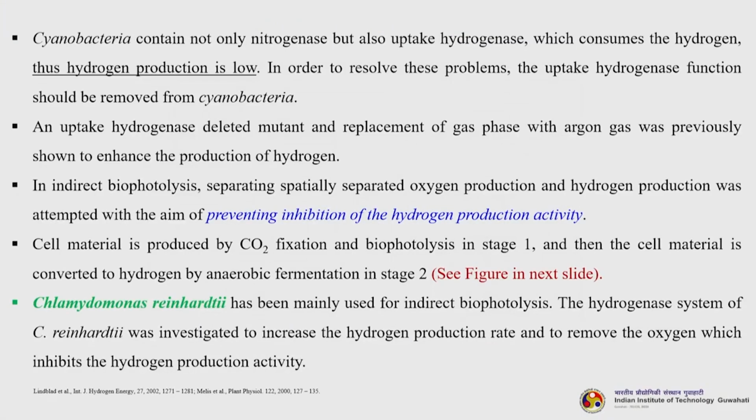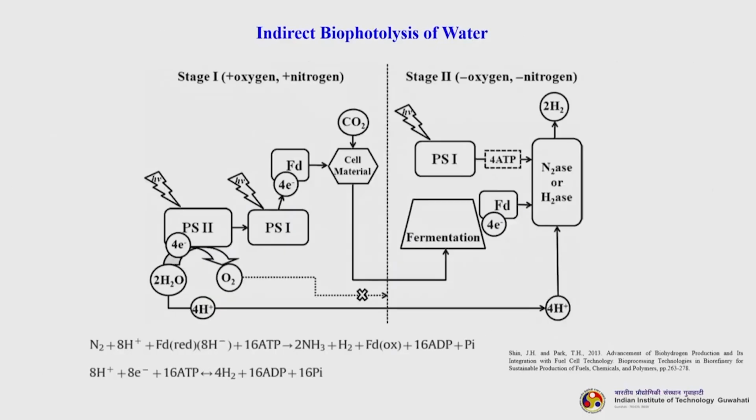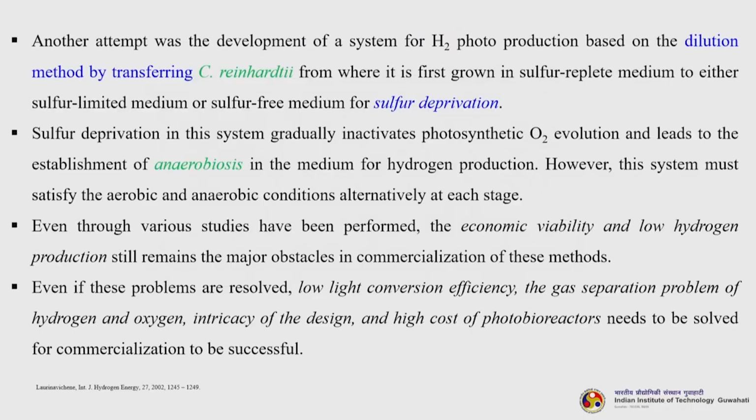And Chlamydomonas reinhardtii has been the main microorganism for indirect biophotolysis. The hydrogenase system of Chlamydomonas reinhardtii was investigated to increase the hydrogen production rate and to remove the oxygen which inhibits the hydrogen production activity. This is the overall reaction. Okay. So, 8 H+ plus 8 electrons plus 16 ATP will give us 4 moles of hydrogen plus 16 ADP plus 16 Pi.